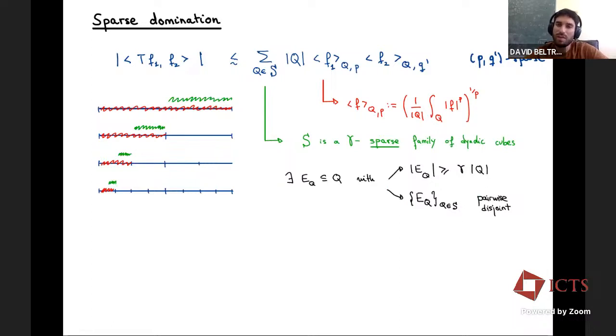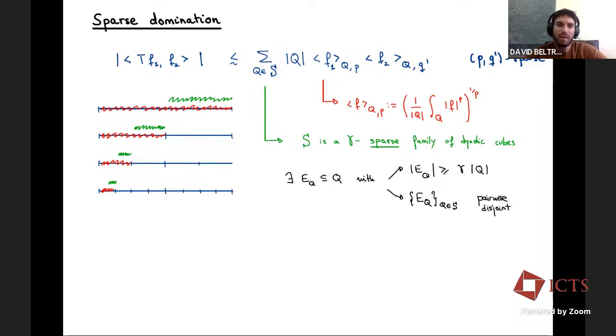They are not, but a big proportion of the cube, a subset, which I'm going to denote, is a cube which is a gamma proportion of the original cube. Those subsets are the ones that are disjoint.